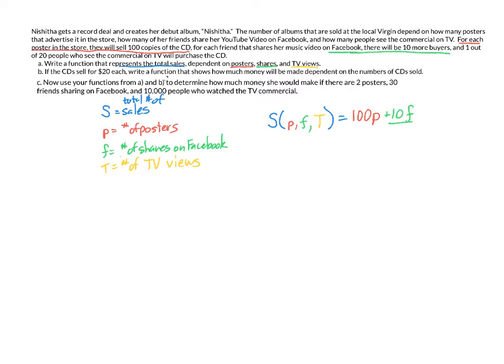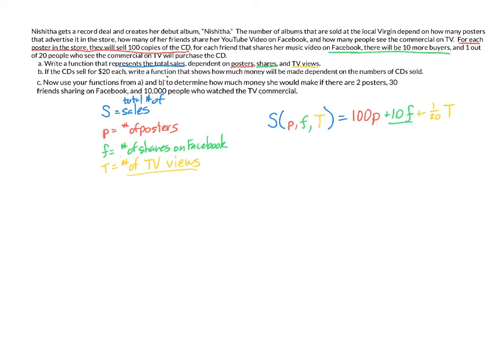Now the last one's a little bit more challenging, but I think you guys can figure it out. 1 out of 20 who see the commercial will buy it. So this is a fraction, 1 out of 20. It would be easier if it said just half. You'd know that was 1 over 2, but 1 out of 20, okay? Half just means 1 out of 2, so this is 1 out of 20 times the number of people who view it, and this is the number of TV views, all right? So there we got our function.